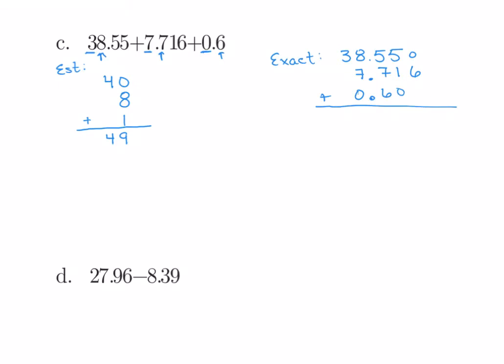I'm going to add zeros. Remember, you do not have to, but you can. And now if we go ahead and add straight down, we get 6. 5 plus 1 is 6. 5 plus 7 is 12, plus 6 is 18. 1 plus 8 is 9, plus 7 is 16, and 1 plus 3 is 4. We bring down our decimal point, and this is in the ballpark of 49.